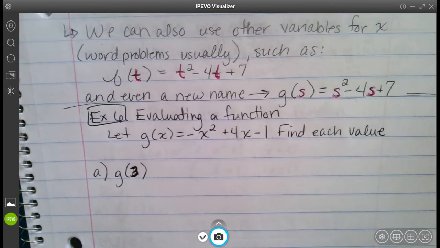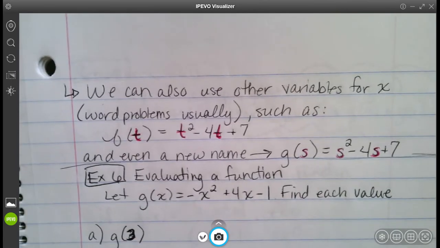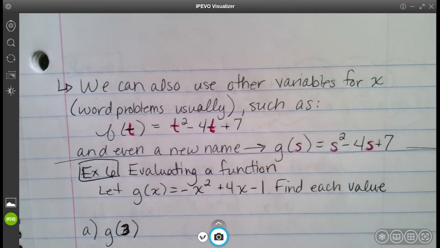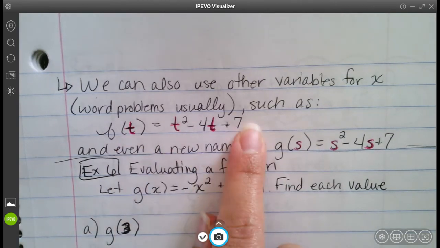We're going to do a few examples, but before we do that, I want to note that other variables can be used for x, usually in word problems. A lot of the applications for quadratics, for instance, are physics problems, where you throw a basketball or a football, some kind of sports ball, and it makes a projectile motion. Those are usually denoted with a different symbol, such as t for the time related to the distance or height. The main point here is that we can use different variables.